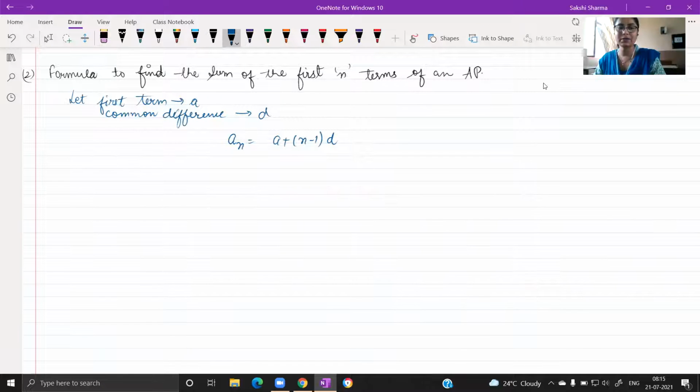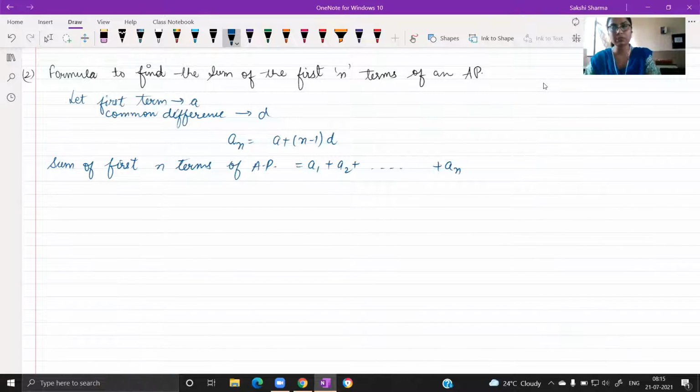If we have to find out the sum of the first n terms of this AP, it will be given by A1 plus A2, so on up to An. This is by definition the sum of the first n terms of the arithmetic progression. You start from the first term and keep on adding up to the nth term, and that will give you the sum. So if I had to represent simply, this can be taken as Sn equals A1 plus A2 up to An.